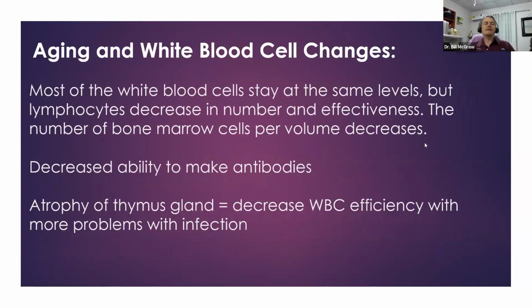White blood cells. Older people get sick more often. There's atrophy of the thymus gland, where white blood cells mature, so older people don't produce white blood cells as efficiently as younger people, right? So lymphocytes decrease in number and effectiveness, and the number of bone marrow cells per volume decreases.